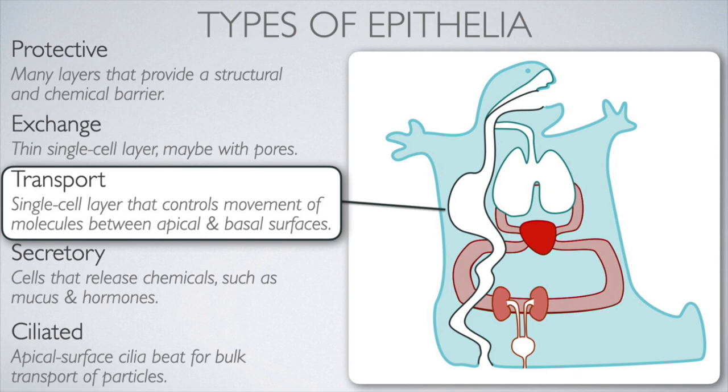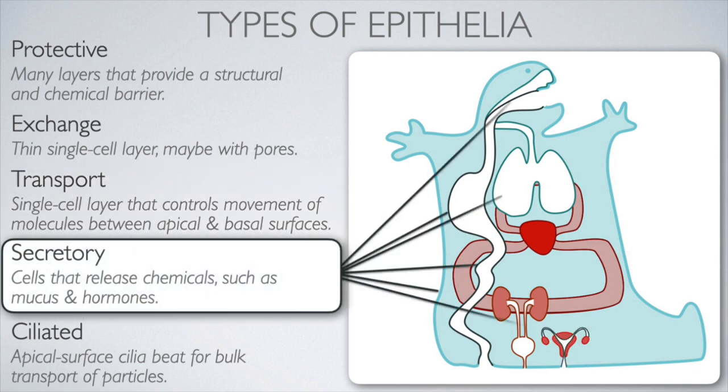We have transport epithelial cells. These are the ones that line your GI tract. This is a single cell layer that controls the movement of molecules between apical and basal surfaces. In our example that we're going to feature in this lecture, we're going to talk about the transport of glucose. We'll get to that in a second.